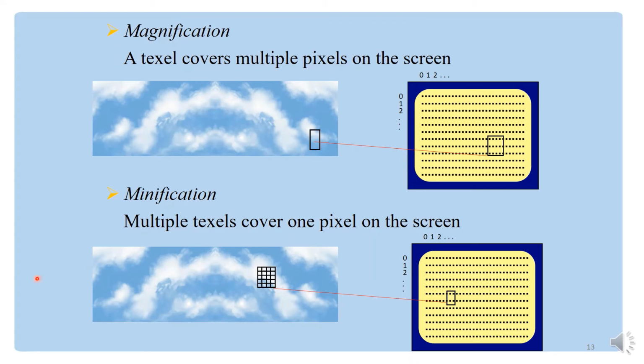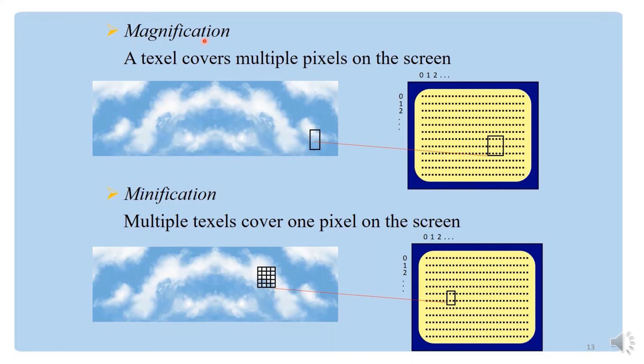There are two terms when it comes to texture mapping in computer graphics. The first one is magnification, and the other one is minification. So what are magnification and minification? Here we have a sky texture, and just imagine that this is the pixels on the screen. This represents the number of pixels on the screen, and this is the texture.